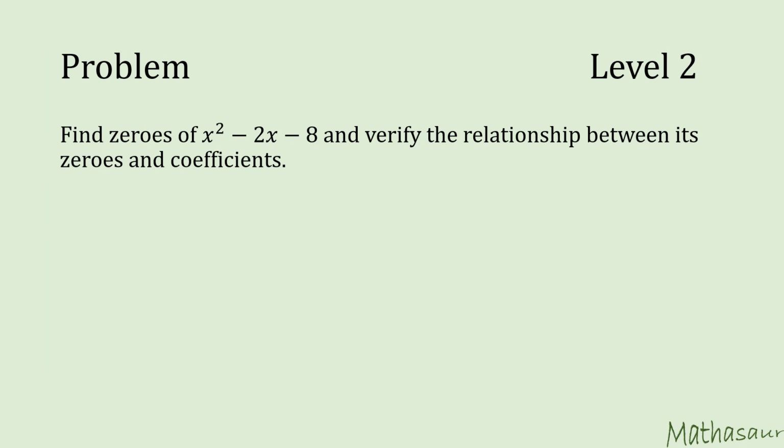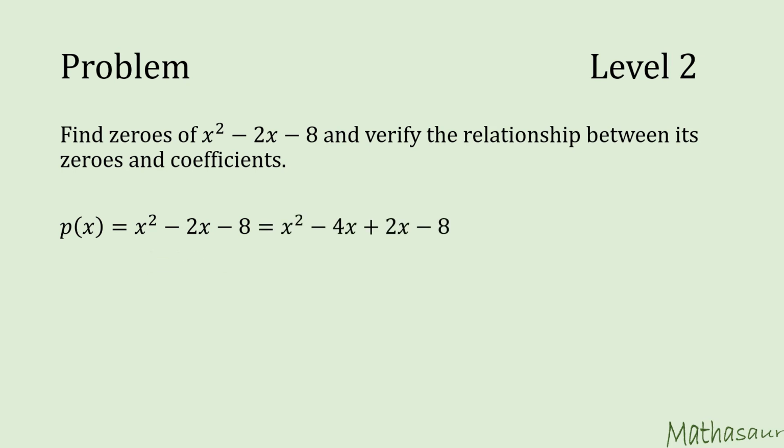Find zeros of x square minus 2x minus 8 and verify the relationship between its zeros and coefficients. How shall we find the zeros? Splitting of the middle term. So the factors of 8 could be 4 and 2. But 8 has a negative sign, so let us put a negative sign with one of them. So minus 4 and 2. Does it satisfy the middle term? Yes, it does. Minus 4 plus 2 gives us minus 2.